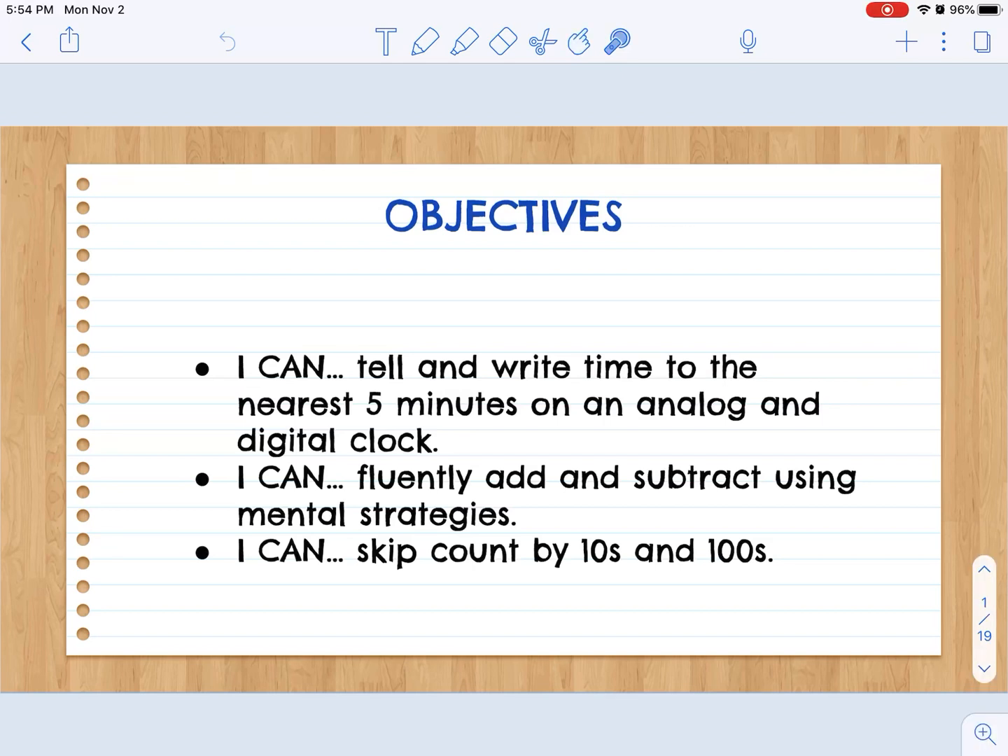Our objectives for the day are: I can tell and write time to the nearest 5 minutes on an analog and digital clock. I can fluently add and subtract using mental strategies, and I can skip count by tens and hundreds. Today we will update our calendar grid, our number line, and practice computational fluency. Let's get started by updating our calendar.